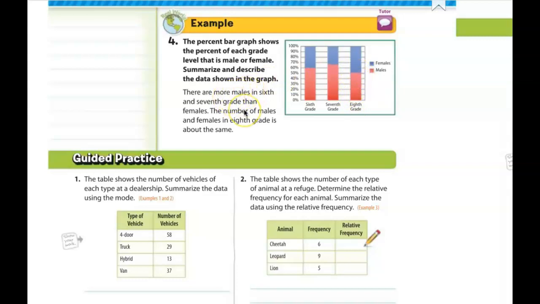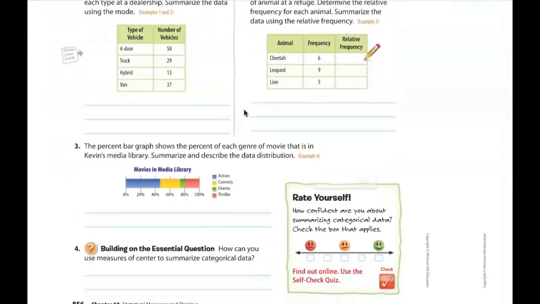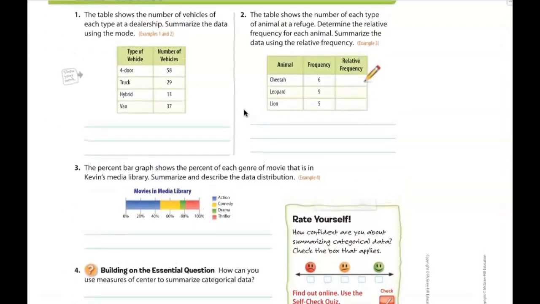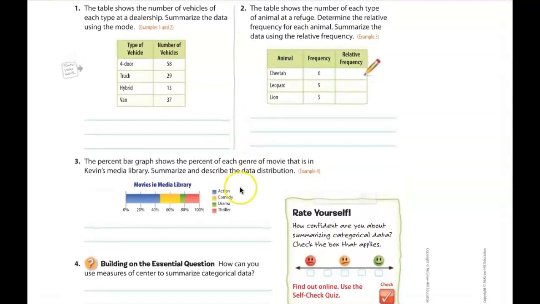All right. Now, in independent practice, we'll be talking more about summarizing categorical data. You can see another example. This is another example of a percent bar graph where you've got the key, and you can see just by the size of the amounts that more than 40% liked action movies, fewer people liked comedies, fewer people liked dramas, and a little bit more people like thrillers than liked dramas. So we can make some conclusions based on that as well.